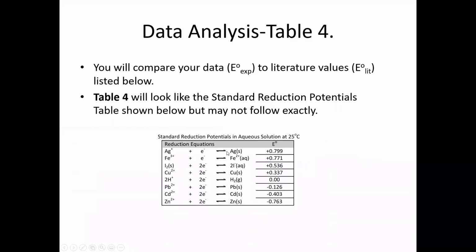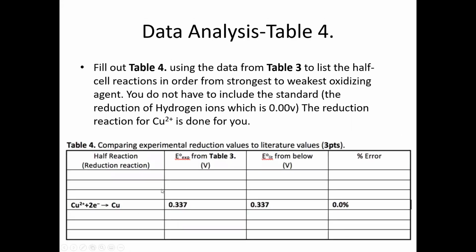The literature values for the reactions are listed here. For example, in the copper case, the literature value is 0.337. Given that the copper is 0.337, the percentage error here is 0%. In table 4, you'll do a data comparison between the literature value and your experimental values.